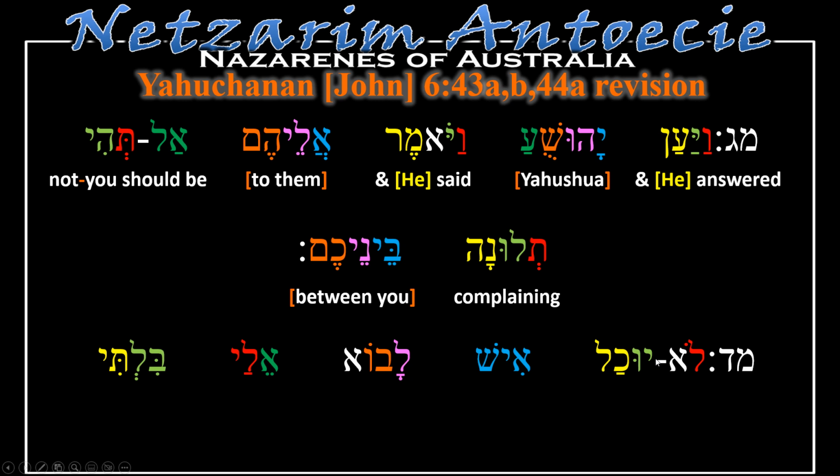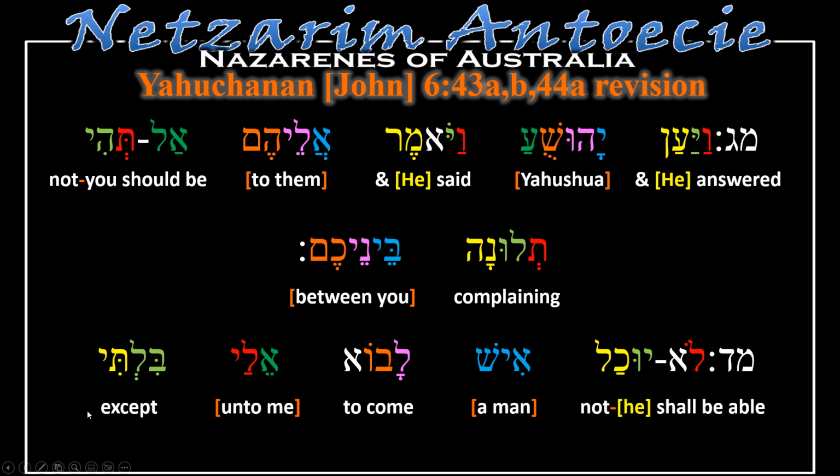Now we have Mem 40 Dalet 4 in 44. Lo yukal, not he shall be able, ish, a man, lavo, to come, elai, unto me, bilti, except. Not he shall be able, a man, to come unto me, except.